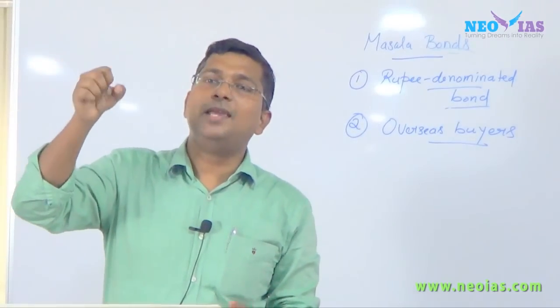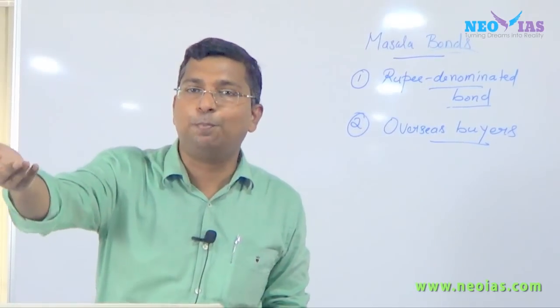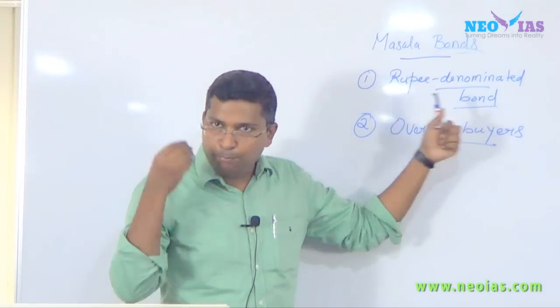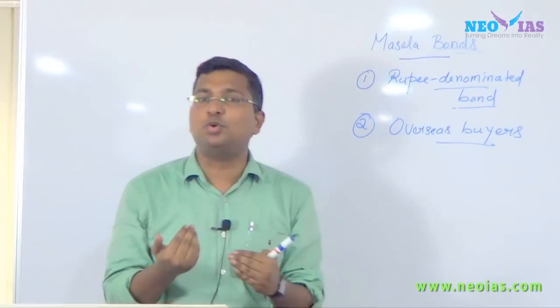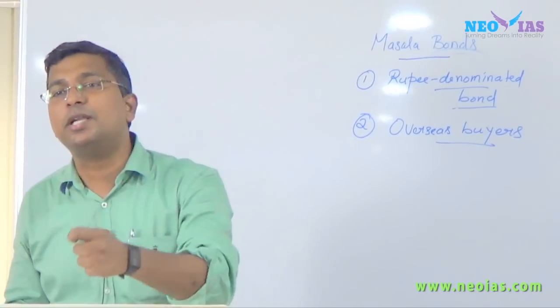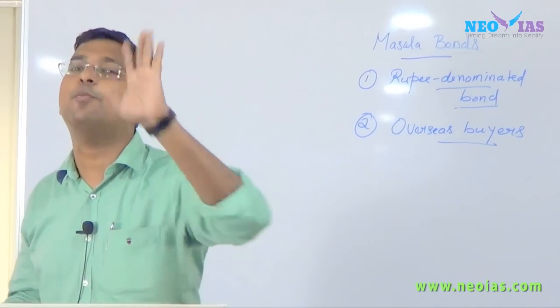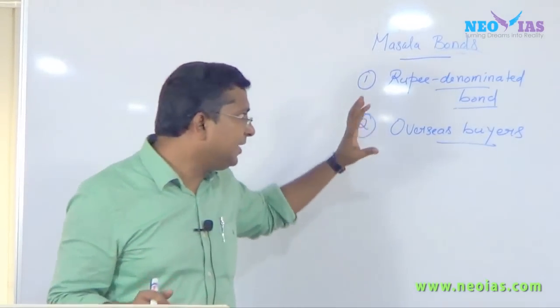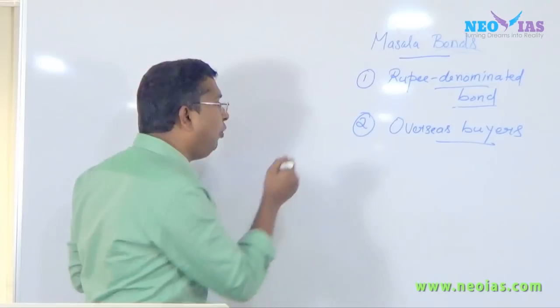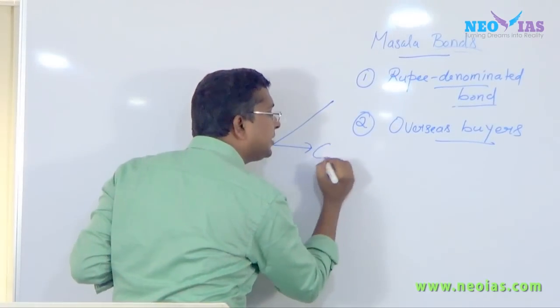the buyer has to give rupees only. That's why this bond is called a rupee denominated bond. The Masala bond issuer will be getting money in rupees only, and once it gets matured, he has to pay back money only in rupees. So here a very important concept comes in, what is called currency risk.